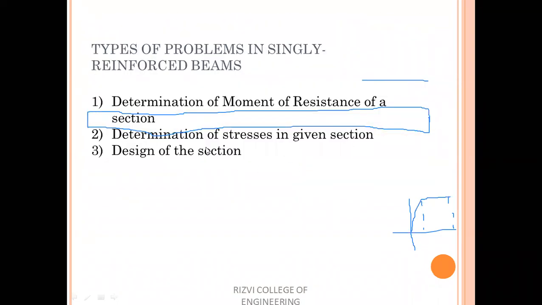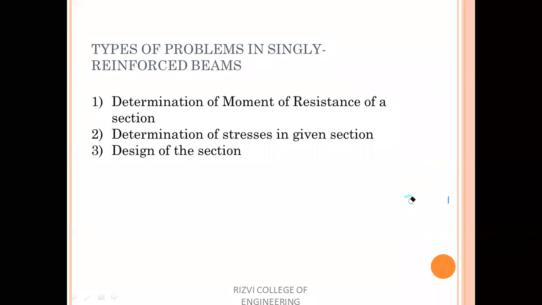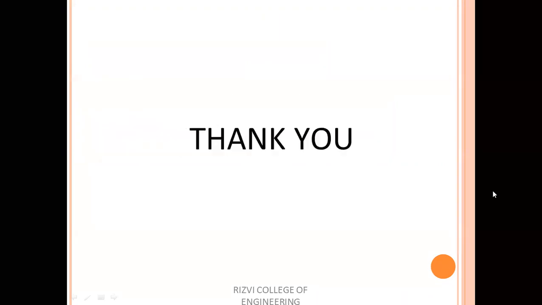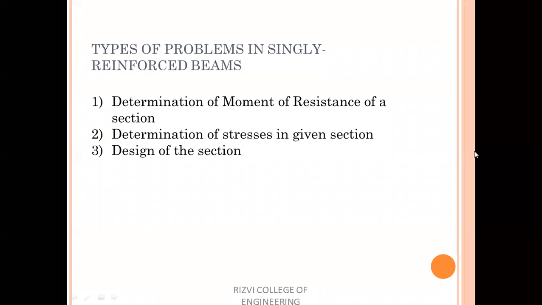And then we have the types of problems. This we already know. So what are the types of problems in LSM? Also we have the same types: determination of the moment of resistance, then determination of stresses, and then design of the section. So these are the three types of problems we will see in LSM also. So that was all about LSM.